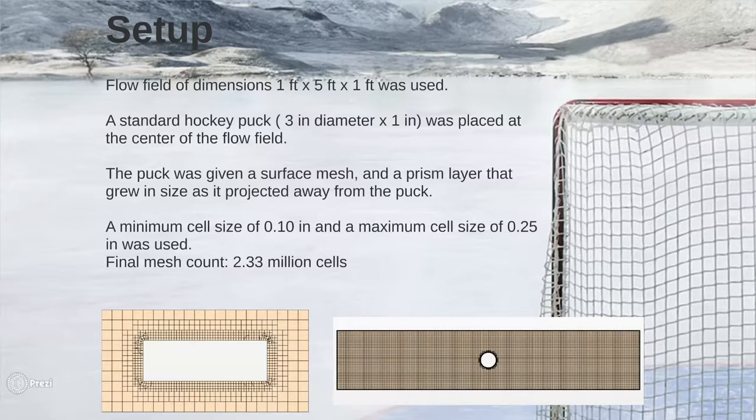Now, a standard hockey puck is 3 inches by 1 inch, and it was placed at the center of the flow field. The puck was given a surface mesh and prism layer of 5 layers that grew in size as it projected away from the puck, where the minimum cell of this prism layer was 0.1 inches and the maximum cell over the entire mesh was 0.25 inches. The final mesh count resulted in 2.3 million cells. The meshes can be seen below.